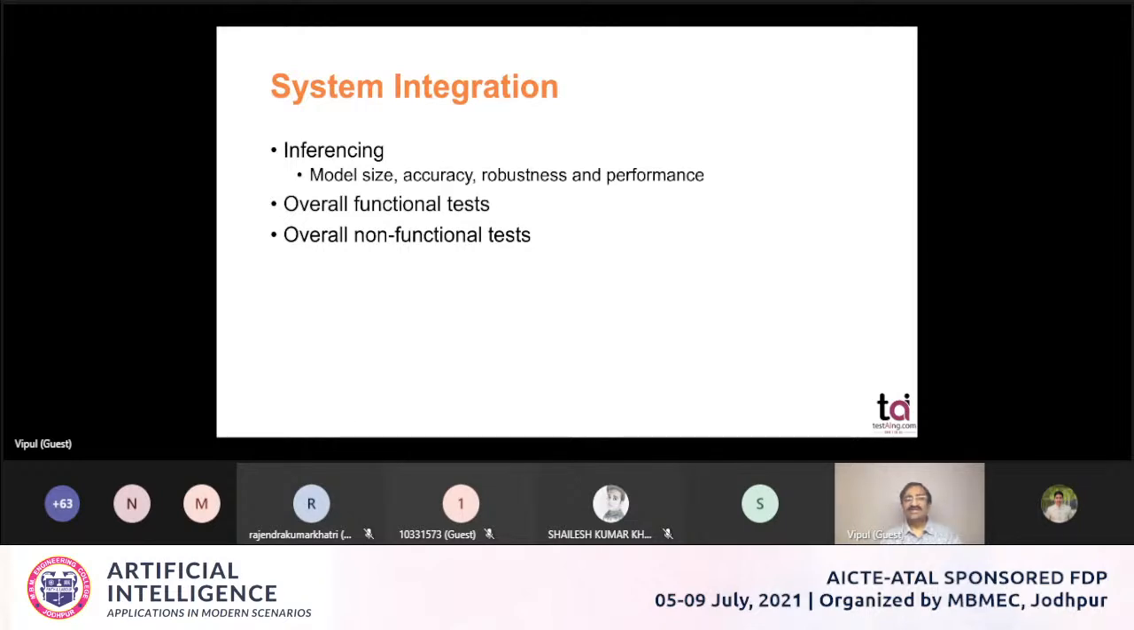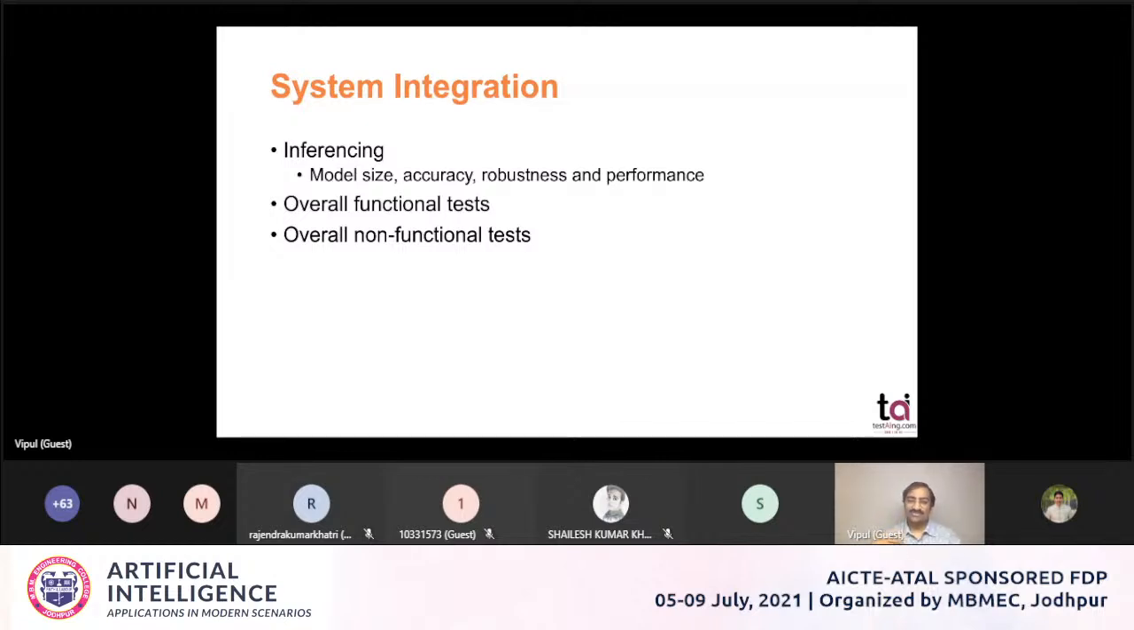In the levels, system integration testing is where you do inference testing, where you look at the model size, the accuracy, robustness, performance. And why am I talking about model size? There's a reason for that. For example, I have 2 versions of a given model.